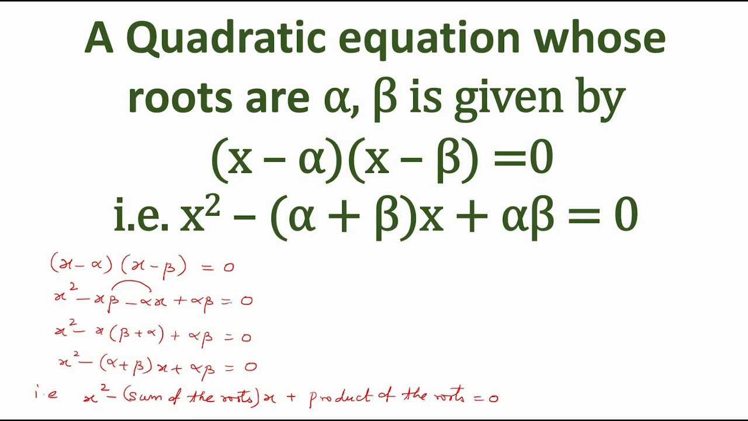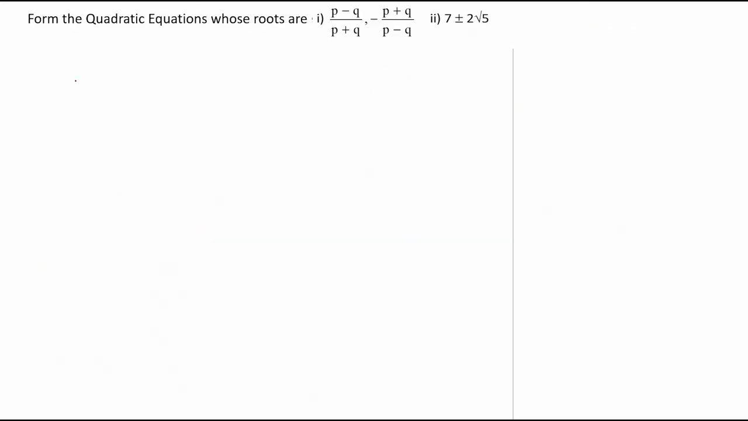You can write the quadratic equation as x square minus sum of the roots into x plus product of the roots equals to 0. X square minus sum of the roots into x plus product of the roots equals to 0 is the quadratic equation we can write when the roots are given as alpha comma beta. Okay. So let us solve a couple of problems on how to form the quadratic equations when the roots are given.